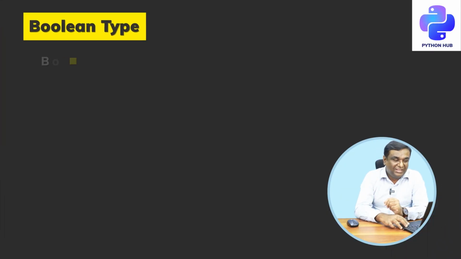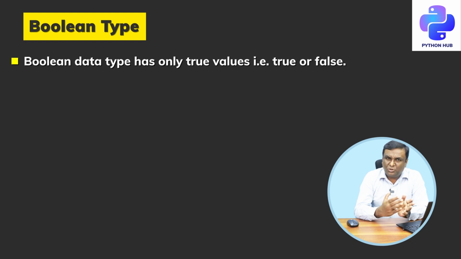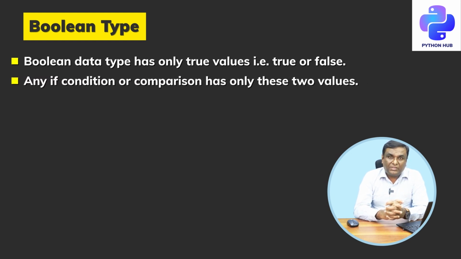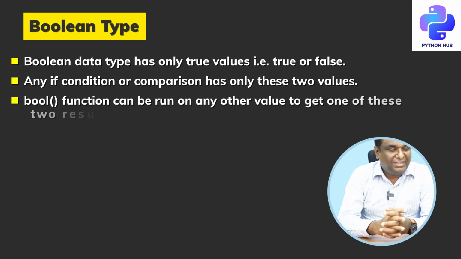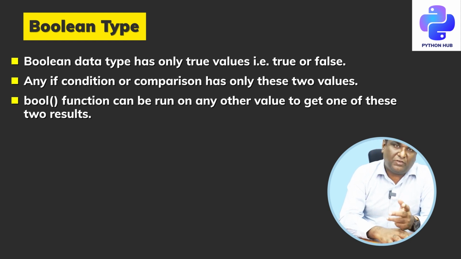So you have understood how to slice and access substrings from a string, which is an array of characters. So we have understood two different data types so far, numeric and string. Now it is time for us to look into the third one, the Boolean data type. Boolean data type has only two values, either true or false, as the name indicates. Any if condition or any comparison you would like to make can only carry these two values, true or false. If A is greater than B, what do you think the value would be? The value would be true or false depending on the A and B values. This is what we call Boolean type variables. bool, B-O-O-L, and then parentheses can be run on any other value to get one of these two results. So the bool can return either true or false.